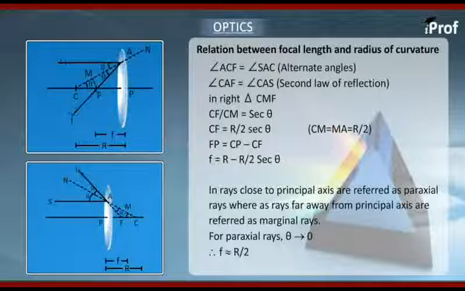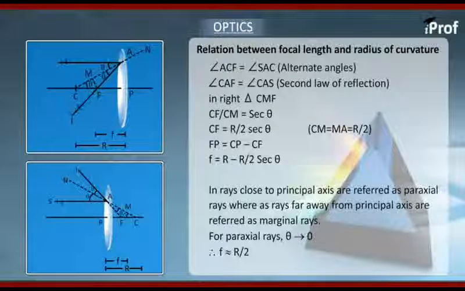Now to find out FP, we can simply see from the figure that FP will be CP minus CF. Now again CP will be equal to the radius of curvature. Hence we get a general relationship: f is equal to R minus R by 2 sec theta, where theta is the angle of incidence of a ray parallel to principal axis. Student, please take care of this relationship, and this general relation will explain many more points.